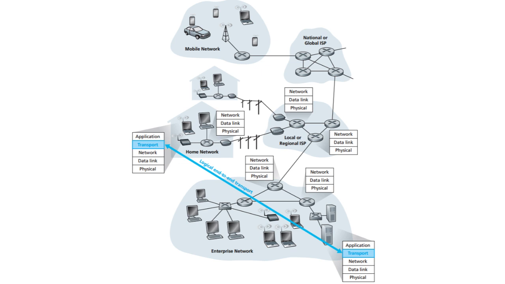More than one transport layer protocol may be available to a network application. For example, the internet has two protocols, TCP and UDP. Each of these protocols provides a different set of transport layer services to the invoking application.